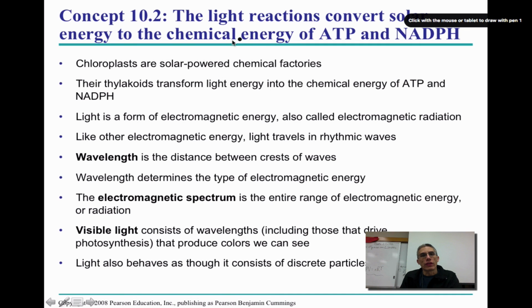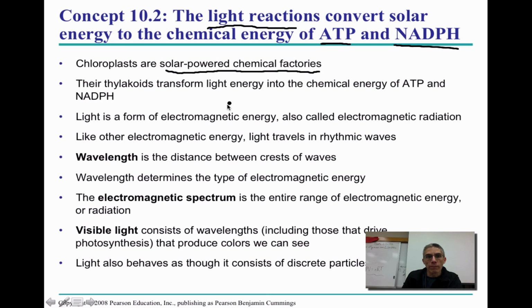So remember that the light reactions of photosynthesis are going to convert solar energy to chemical energy, and again, that chemical energy is going to be in the form of ATP and NADPH. Sometimes they refer to the chloroplast as a solar-powered chemical factory. Their thylakoids are going to transform the light energy into the chemical energy, again, of ATP and NADPH.